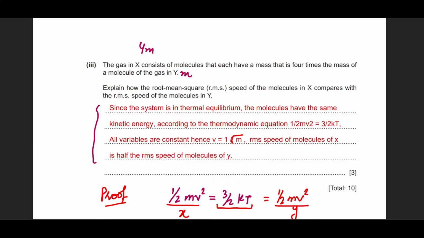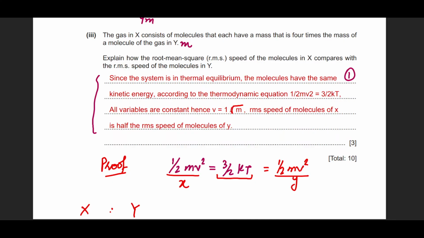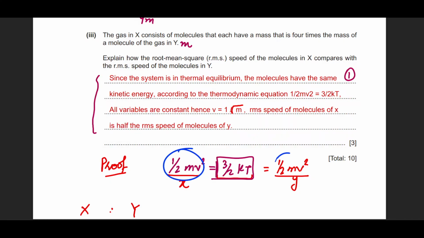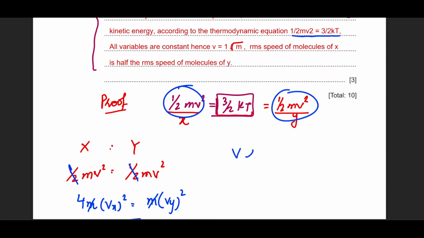It says that since the system is in thermal equilibrium, the molecules have the same kinetic energy. You have to mention this first point, to explain why you're going to say what you're going to say. We have told the examiner that they are at exactly the same temperature, which is why I'm going to compare half mv square with half mv square of both molecules. According to the thermodynamic equation, half mv square equals 3/2 kT. All other variables are constant, and hence we are only left with V proportional to square root of m, because V was squared, taking the square root on this side. This is what the equation looks like now.